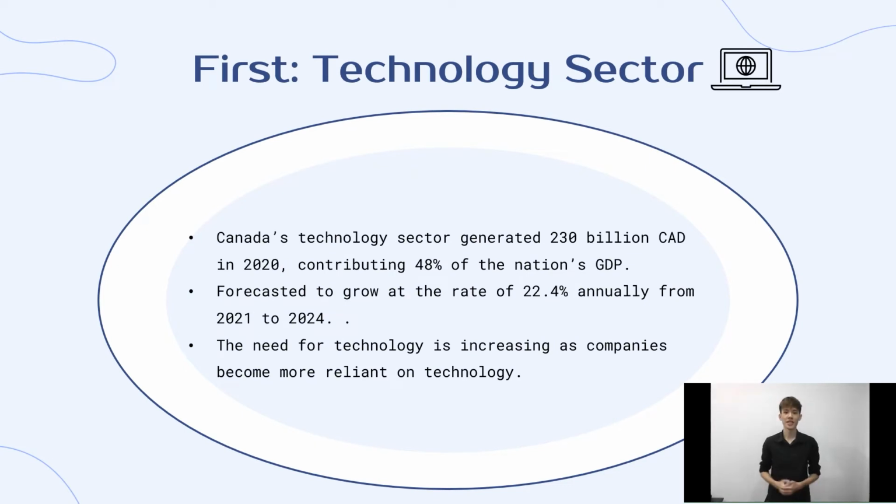The first sector is the technology sector. One of the reasons for selecting this sector is because the technology sector accounts for almost 50% of Canada's GDP. Consequently, the growth rate for the sector is also forecasted to increase at 22.4% annually from 2021 to 2024. This is because the need for technology is increasing as companies become more reliant on technology. Hence, this would mean that there will be massive opportunity for growth in the sector.